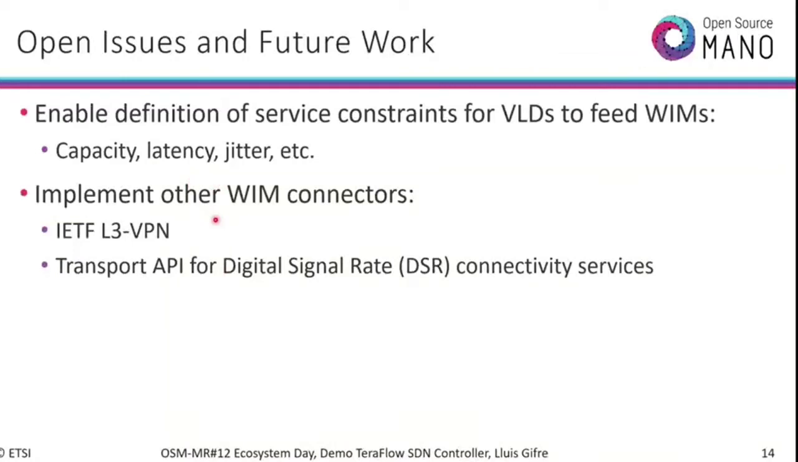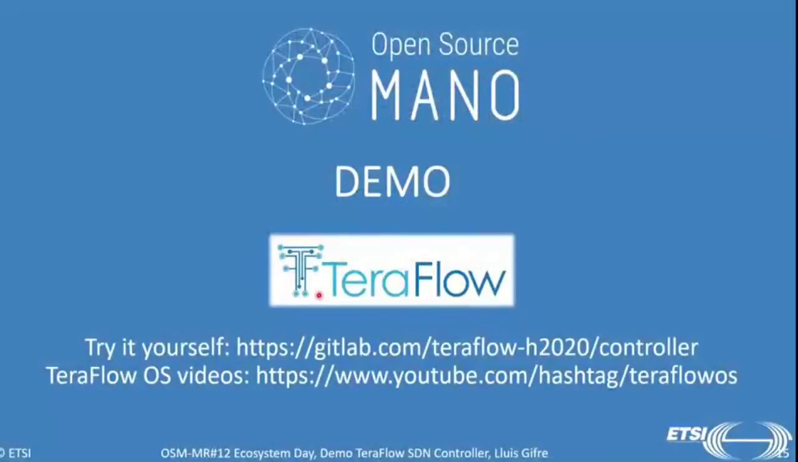And then we also have a roadmap to implement some other WIM connectors for layer 3 VPN, because as I said we use the layer 2 VPN, and also we would like to implement the transport API WIM connector for digital signal rate connectivity services. And having said that, I will continue with the demo.